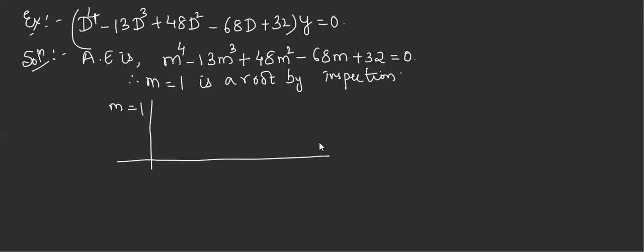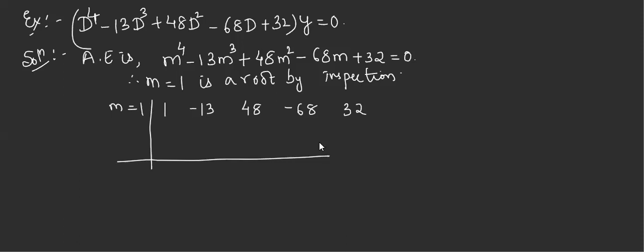5, ma'am. 5, 4 plus 1. That fifth one is for the constant. Start: m raised to 4, coefficient is 1. Next, minus 13. Next, 48. Next, minus 68. Next is 32. Count 1, 2, 3, 4, 5.